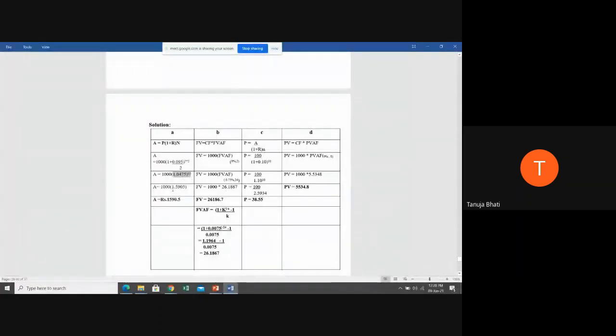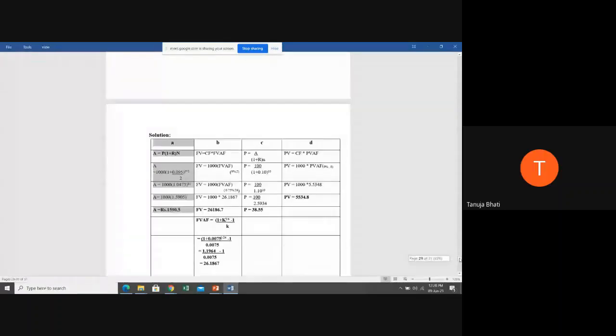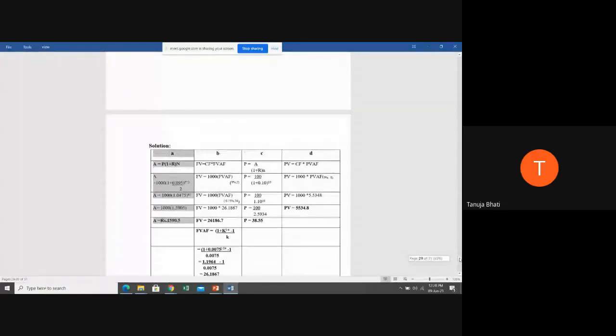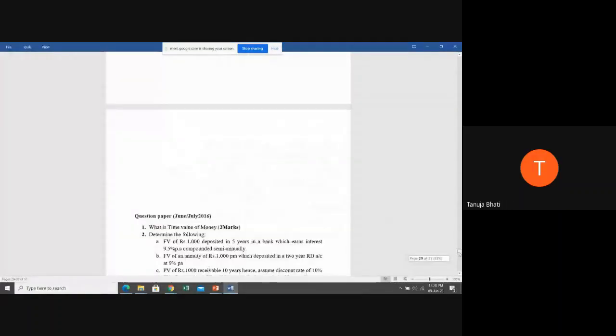You get this 1000 into 1.5909. So you get your future value as 1590.5. Is this A part clear, students? Yes, ma'am. We'll continue the remaining part in our next class.